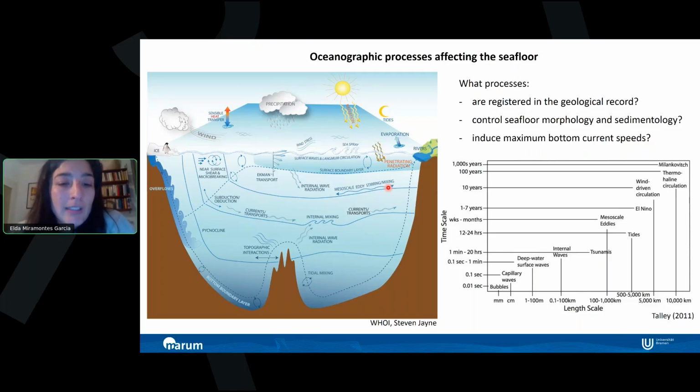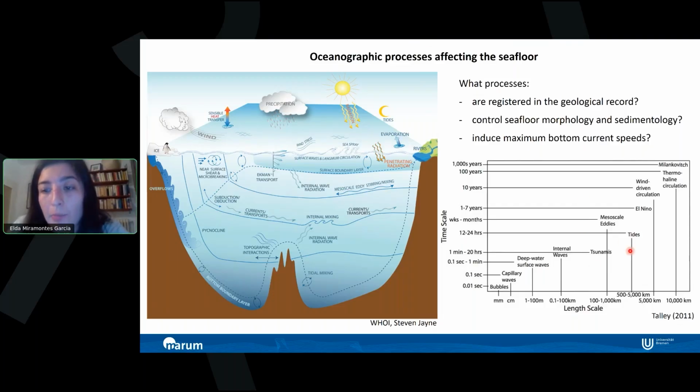But actually, in the official definition nowadays, we consider any kind of bottom current affecting the seafloor can also generate contourites. So in the ocean, we have many different processes. Of course, we have the along-slope currents, which are mainly related to the thermohaline circulation.